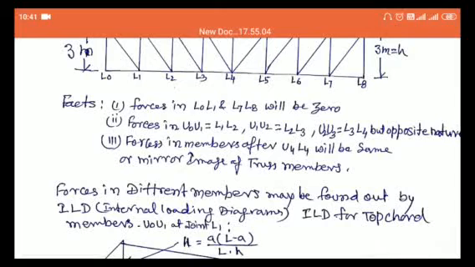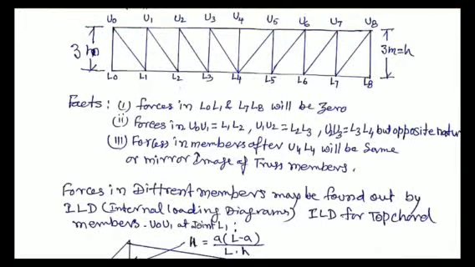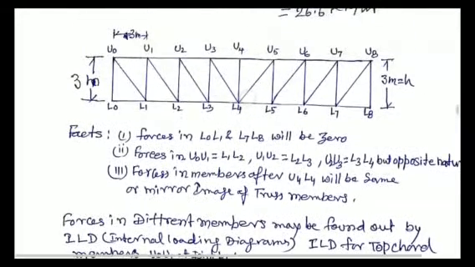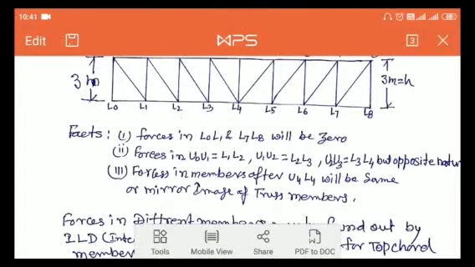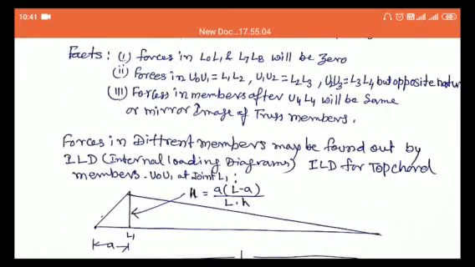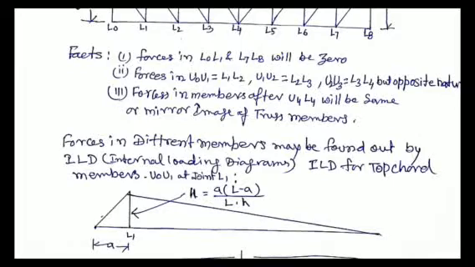Next, third point, forces in members after U0 U4. U0 U4 means after the mid section, this is the midpoint. After this mid section, the rest of the truss or girder is a mirror image, so the forces in the members will be the same as in the mirror image. Now the forces calculation in members depends on the internal loading diagram, the ILD.